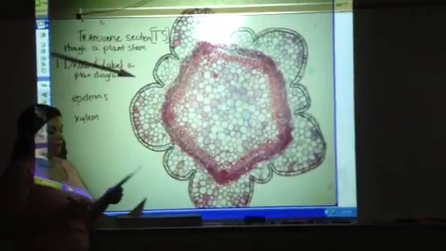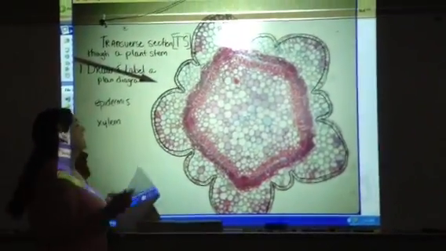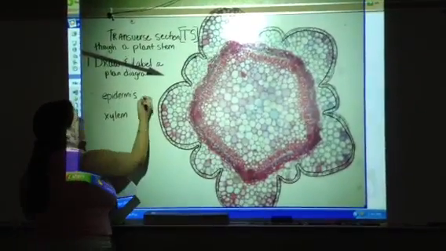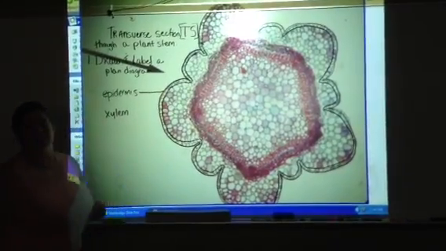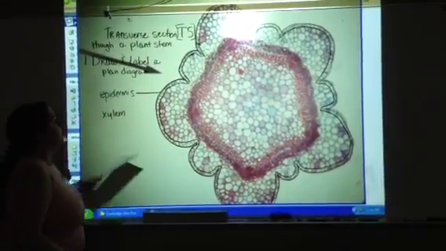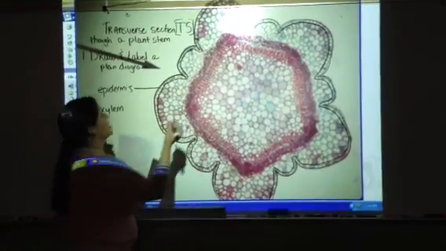If you're going to label this, because it does say to label the epidermis and the xylem, you want to put your epidermis written outside of it. You draw your line horizontal and stop at the edge of the epidermis. Now we're going to go and deal with the inner structures.